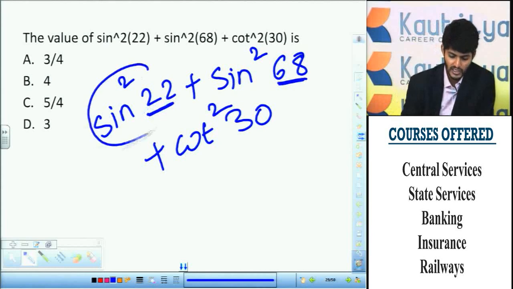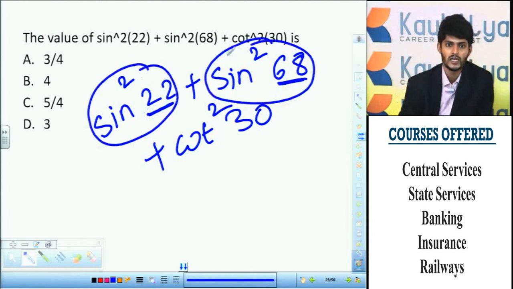So this is sin square 22, this is nothing but cos square 22, or this is sin square 68, this will become cos square 68. So if I add these two, I know I will get nothing but 1 only without any conversion. Okay, and you have cot square 30, and you know tan 30 is equal to 1 by root 3.